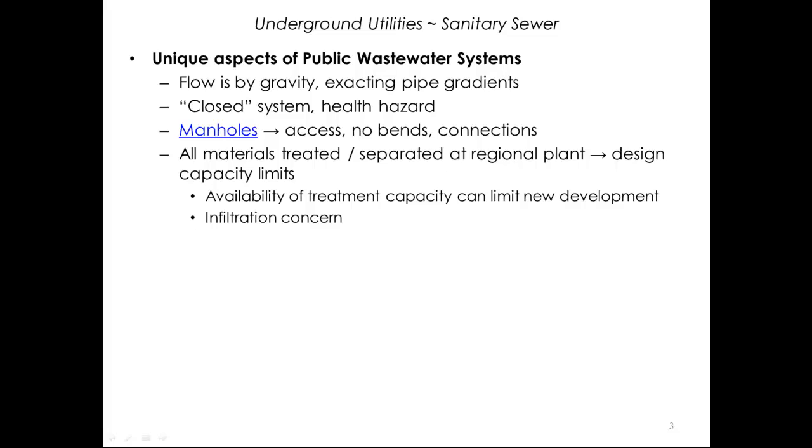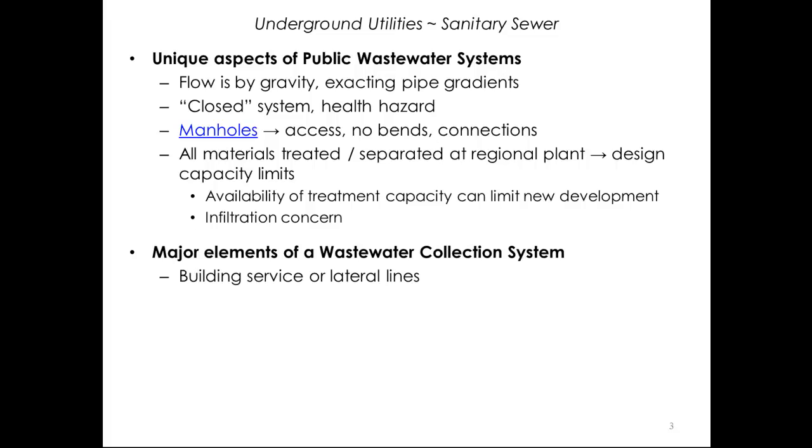The last unique point to understand is that any wastewater treatment plant has a finite capacity, usually expressed in terms of millions of gallons per day. Because treatment plants are costly and time-consuming to build, it is common that connections are restricted or even prohibited sometimes until new plants are brought online. Sometimes this is a real barrier to any new development. And also, because of the capacity limits, there is always a concern about groundwater leakage or infiltration into the sewer lines.